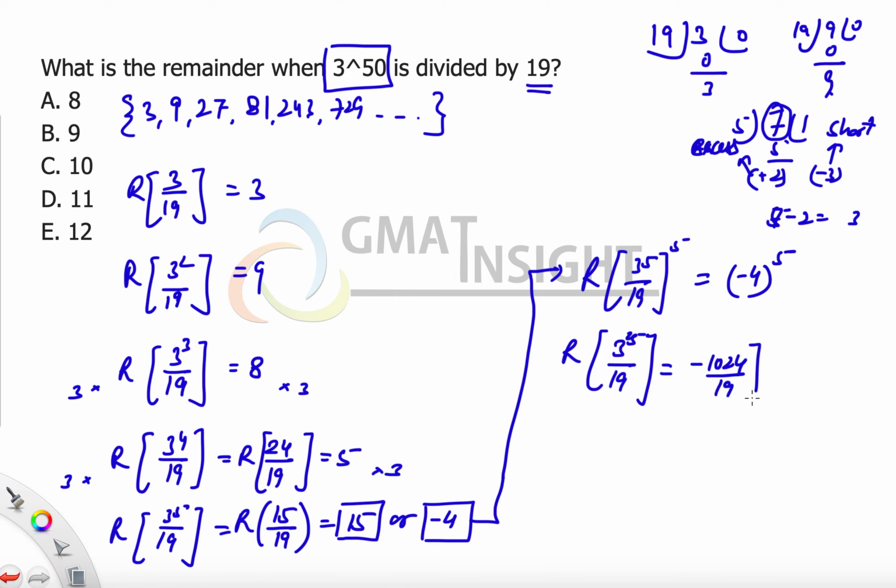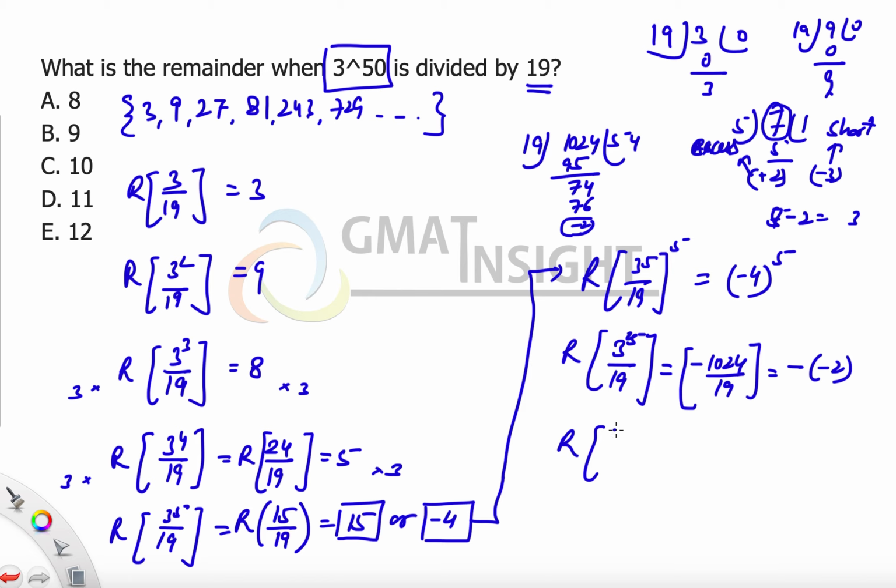Now, it's a calculation that we have to get into because it's a difficult question anyway. So let's quickly do this calculation. 1024 when divided by 19 gives us 19 times 4 is 76, 95, so it goes 54 times, and the remainder is 2. We already had a negative sign, so the remainder when 3 to the power 25 is divided by 19 is minus 2.